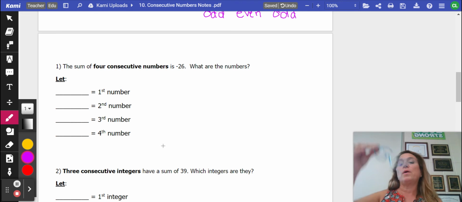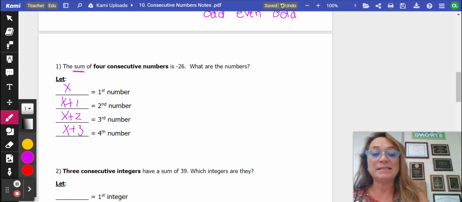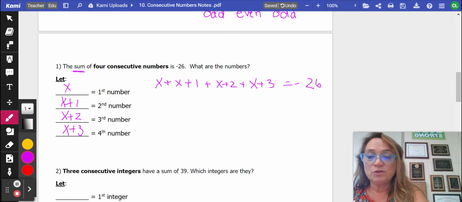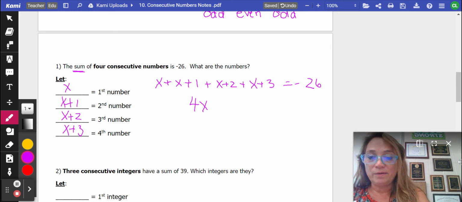Okay, so I want the sum of 4 consecutive numbers. So I'm going to start with x, x plus 1, x plus 2, and x plus 3. Sum means to add. So I'm going to add all of those together. And you can write them out like a string of numbers. Or if you want, you can add them together in your head before you write the equation. So you could just add all the x's together. Add all the numbers together.